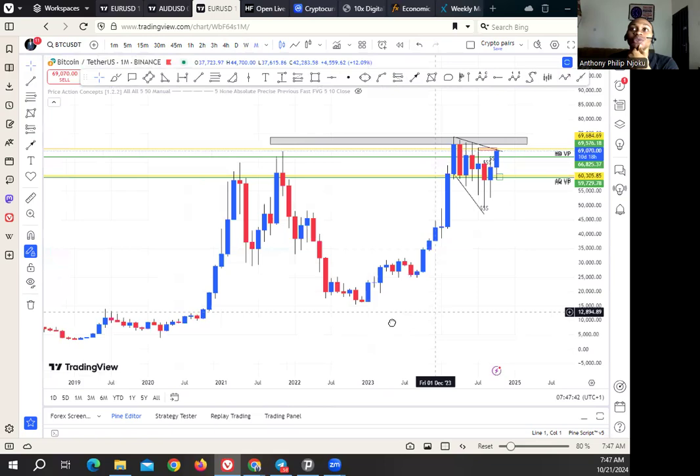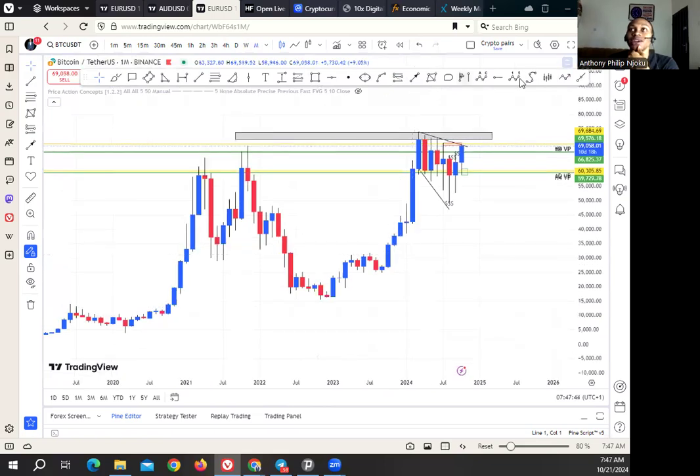So literally, we can see that the market has been moving to the upside. For Bitcoin, we can see that the market has been moving to the upside.